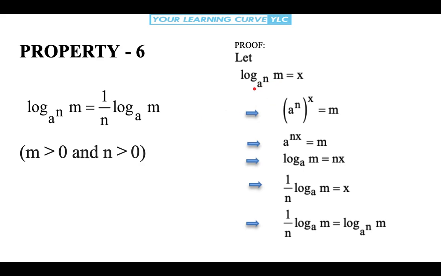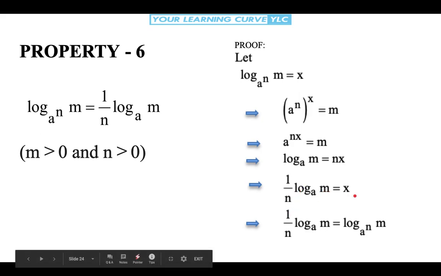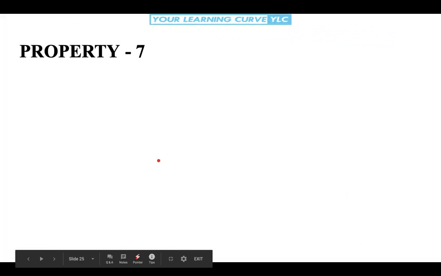Let log of m to the base a to the power n be equal to x. We get a to the power n whole raised to the power x is equal to m, or these two powers will get multiplied. A to the power nx is equal to m. Log m to the base a, converting it into logarithmic form, is equal to nx. Take n to the LHS, 1 by n log m to the base a is equal to x, and here we are getting the proof of our property.